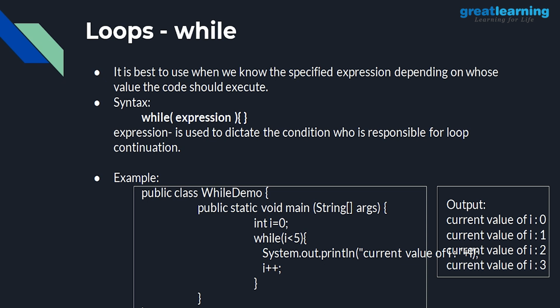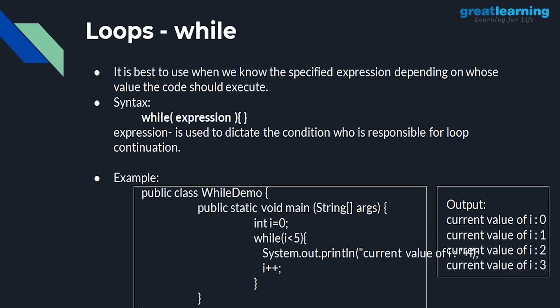So for example, let's see the demo here. We have int i equal to 0. Then it will execute 5 times and will print the output. So the output will be printed for 0, 1, 2, 3, 4, actually 5 times if we include the 0 as well. So while, then we write the expression, then we execute the statements, and then the last statement, or you can increment it anywhere within the loop, then the value will be incremented and the condition will be checked again. The expression is used to dictate the condition responsible for the loop continuation.